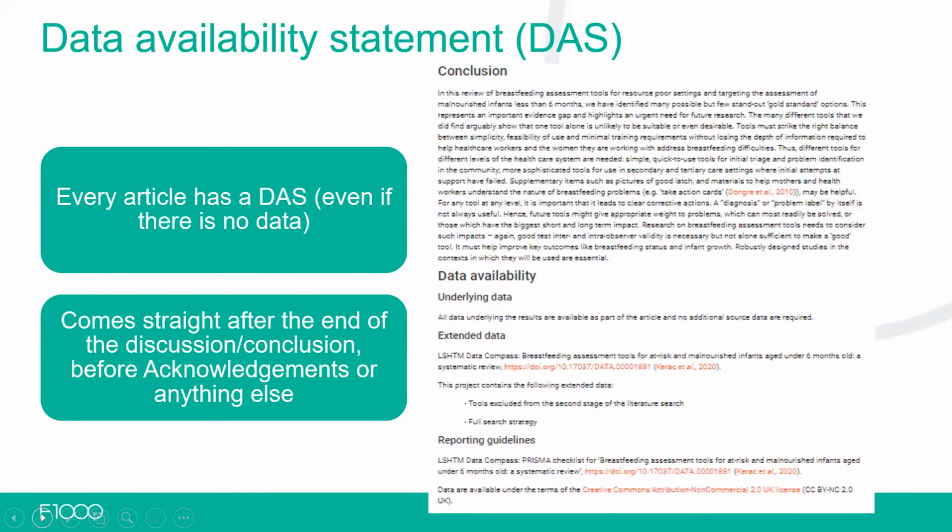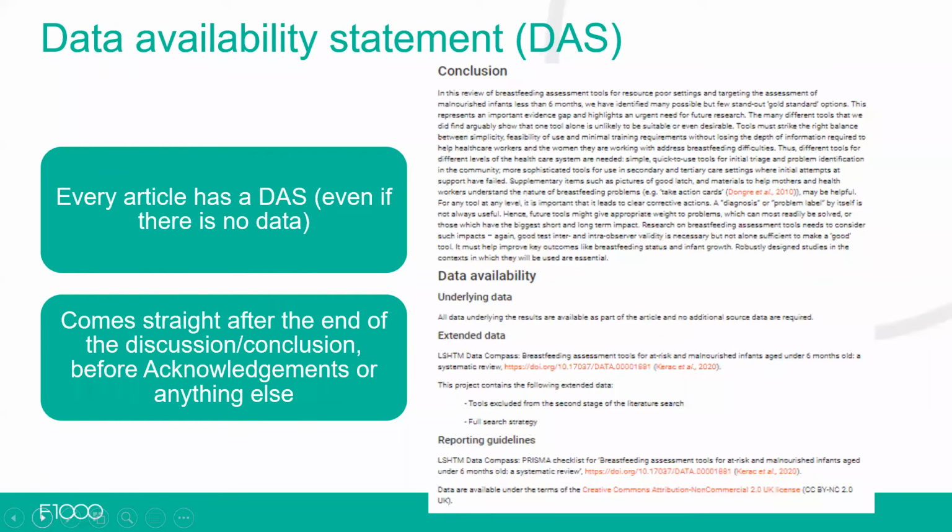Now, what is a data availability statement? Every article needs to have a data availability statement. So if any one of you have published on F1000Research, you would know what a data availability statement is. An example of which is also on your screen as a screenshot from a paper, how it looks in practice. It will appear towards the end of your paper, which is after the conclusion. You can see data availability, underlying and extended data, and reporting guidelines. All the three pieces of information are clearly mentioned.